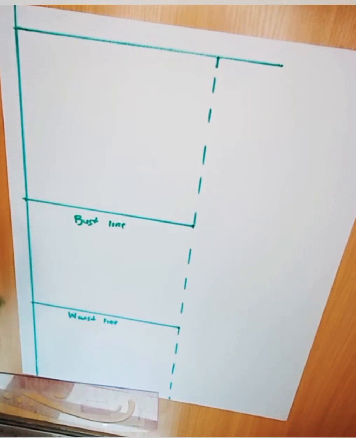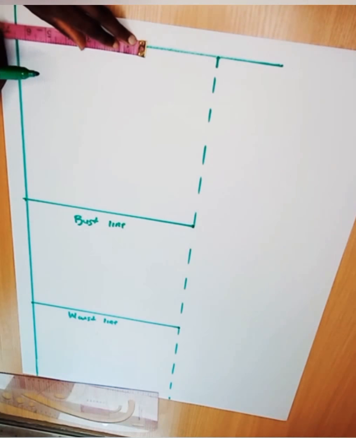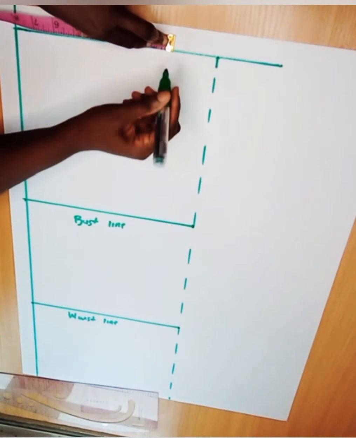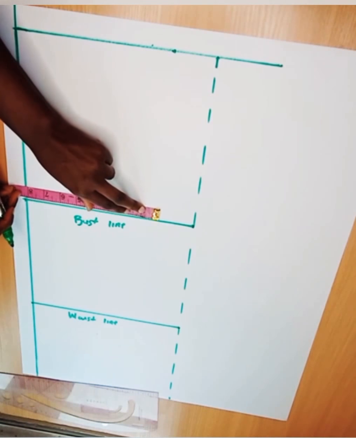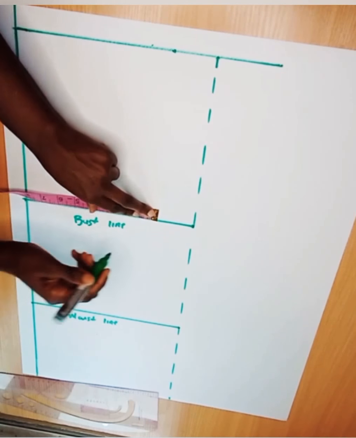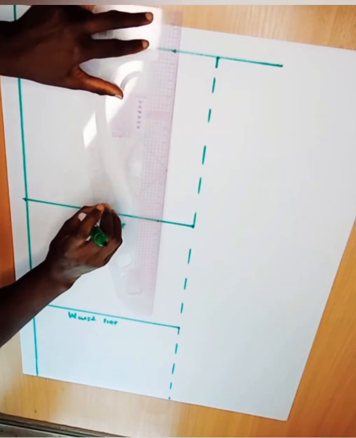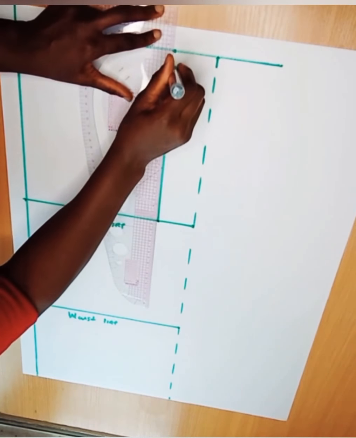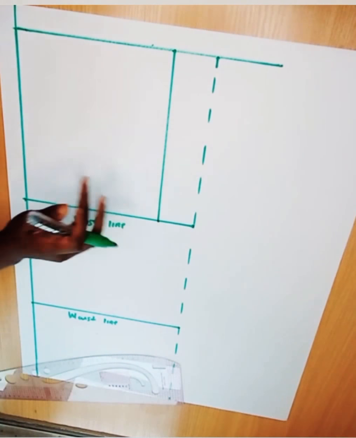Next, we insert the back width measurement. My back width measurement is 16. 16 divided by 2 equal 8. So we'll be inserting half back width measurement, 8 inches, on the bust line. Connect that to the vertical line. Now this becomes the arm side depth.